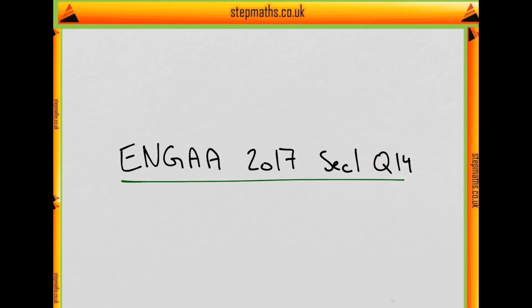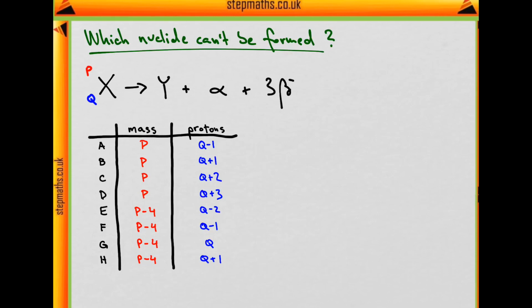This is question 14 from the 2017 exam. In this question, we are given a radioactive decay of an element X, which decays into a stable element Y, an alpha particle, and 3 beta minus particles.